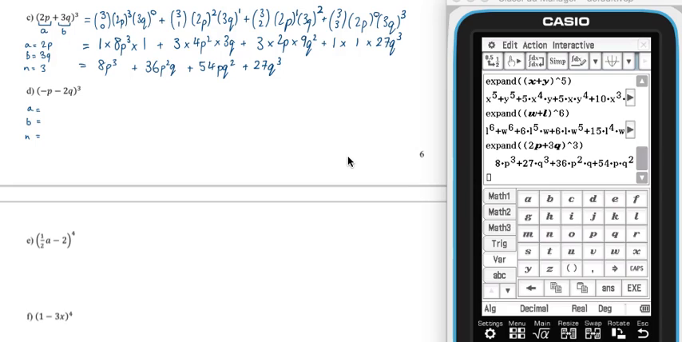A is going to be negative p, and B is going to be negative 2q. The reason this is important is normally our binomials are written as a plus b all cubed. So therefore we need to say negative p plus negative 2q cubed. So therefore b is always going to be negative. N in this case is 3.